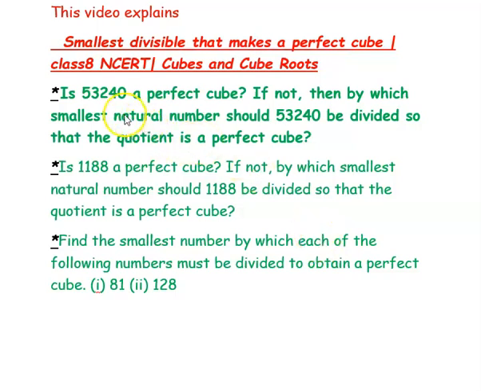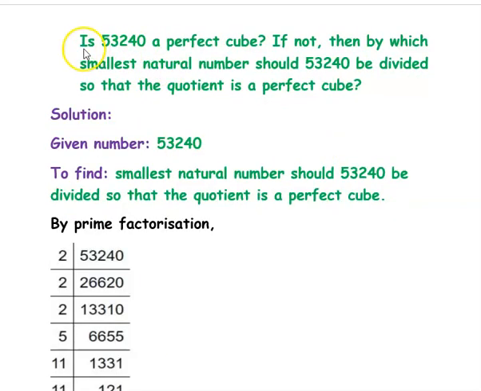In this video, we are going to see a few examples on how to find whether the given number is a perfect cube. If not, then we have to find the smallest divisor that makes the given number a perfect cube. Our first example: is 53,240 a perfect cube? If not, then by which smallest natural number should 53,240 be divided so that the quotient is a perfect cube?